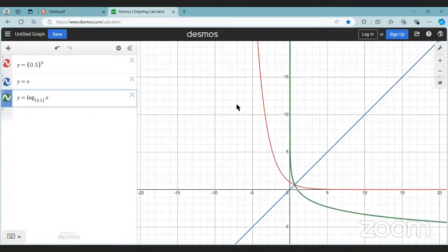Ma'am, I have a small doubt. Ma'am, can you open Desmos again? Ma'am, here it is written log 0.5. As you said, log gives us the exponent. Here it is written log base 0.5 of x. So shouldn't x be the answer of log base 0.5?